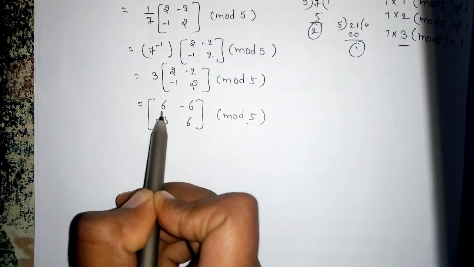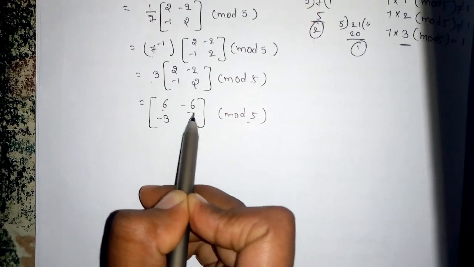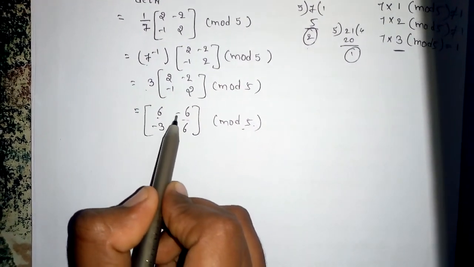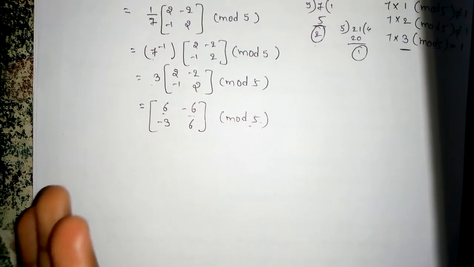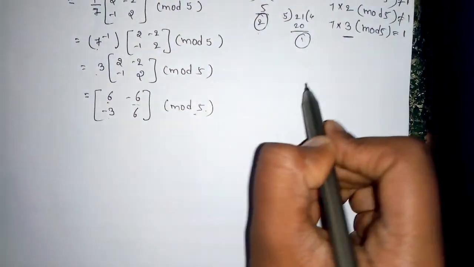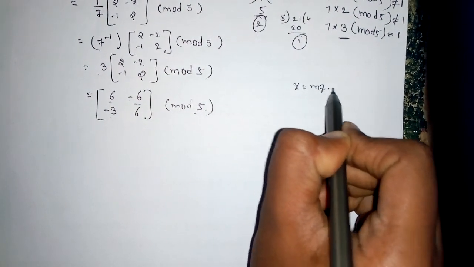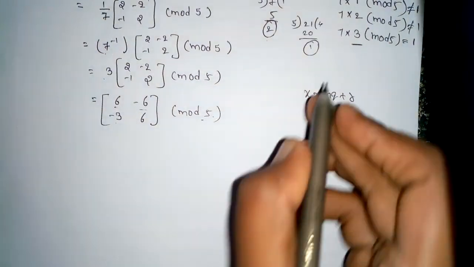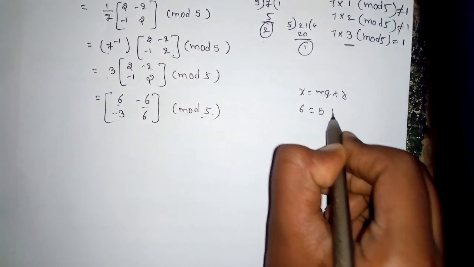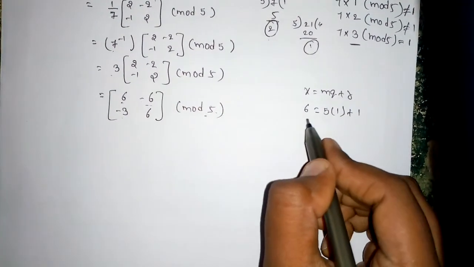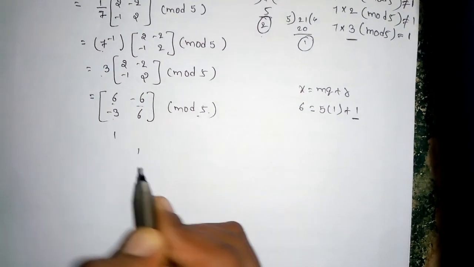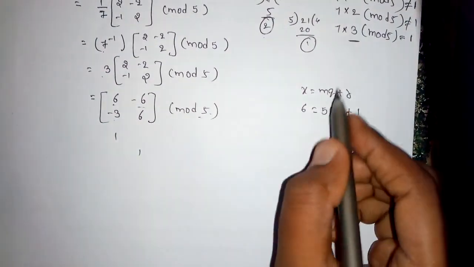See, here 6 is more than 5. Minus 6 is less than 5, but it contains a negative value. We should change it into a positive value. Here minus 3 is the same, and 6 also. To change them, we have the formula x equals mq plus r. First of all, find it for 6: 5 into 1 plus 1, that is 6. So we will write that as 1, in both places we will write 1.